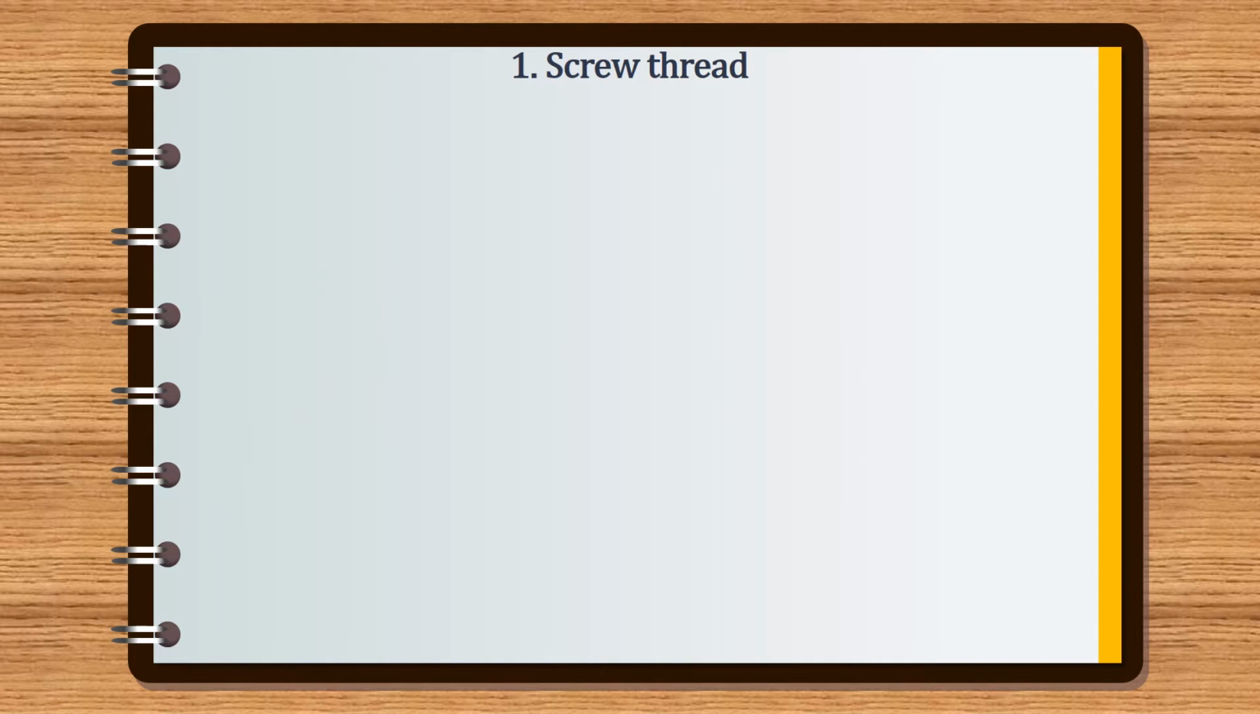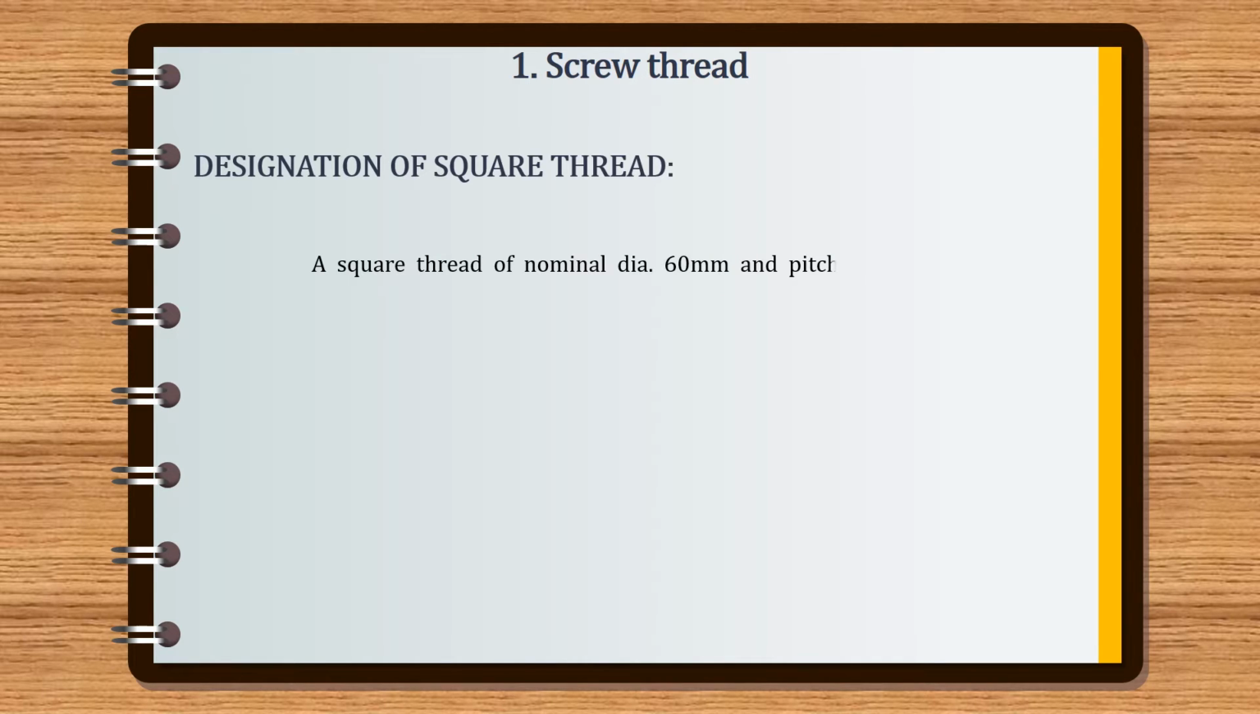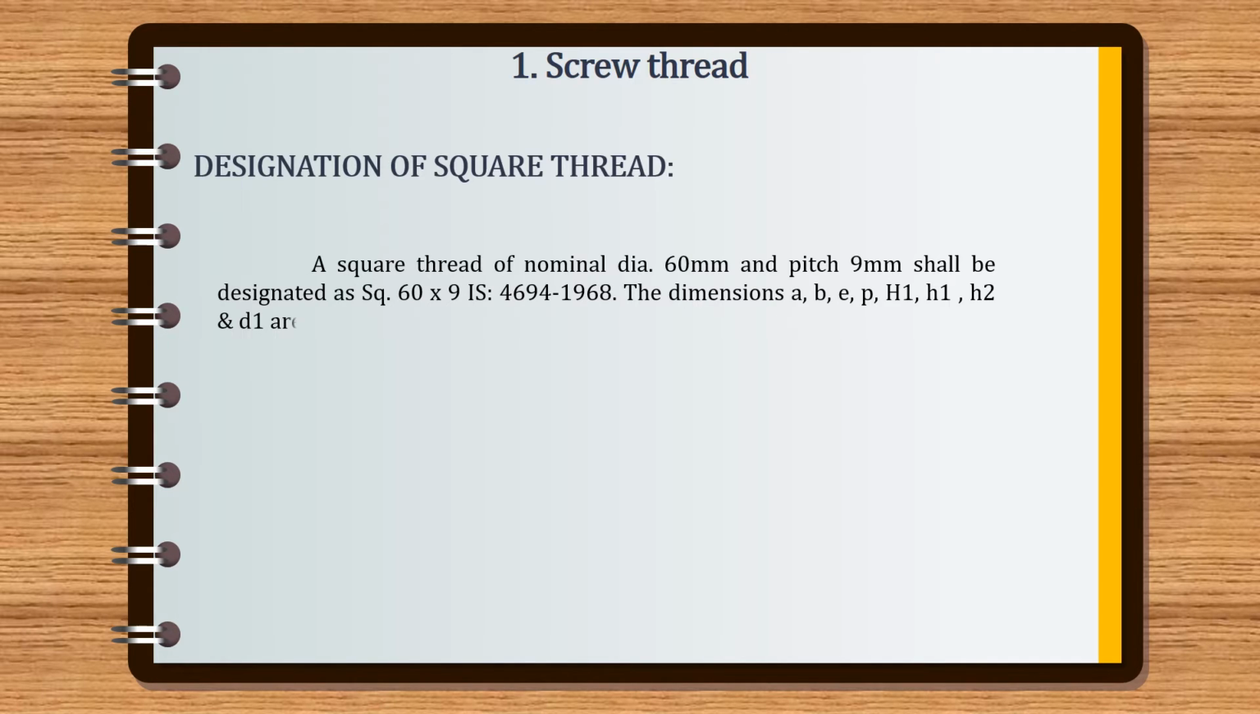Let's see the designation of square thread. A square thread of nominal diameter 60 mm and pitch 9 mm shall be designated as Sq 60 × 9 IS 4694-1968. The dimensions A, B, E, P, H1, H2 and D1 are changed as per thread series: fine, normal and coarse.